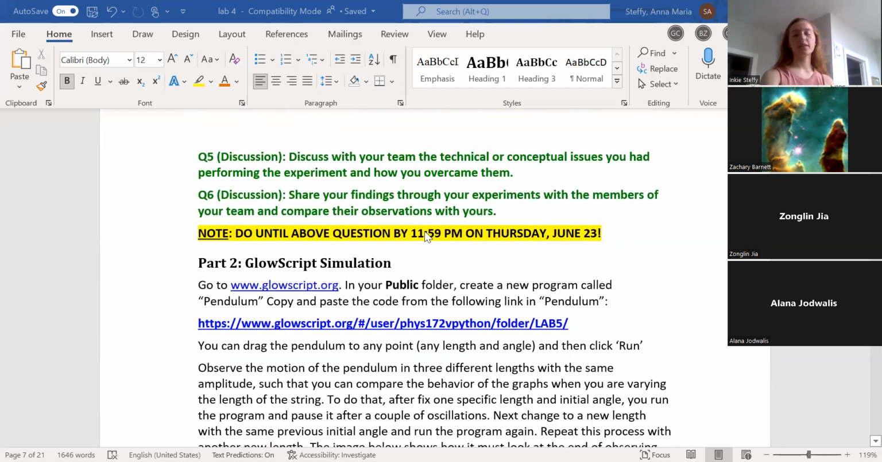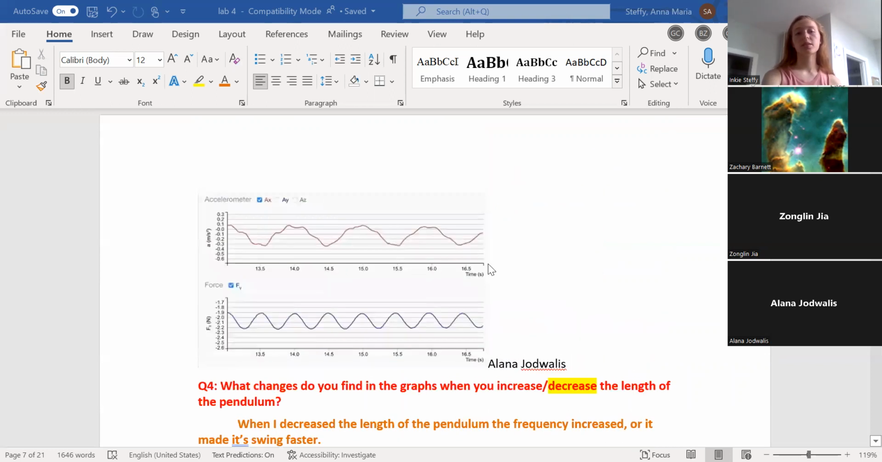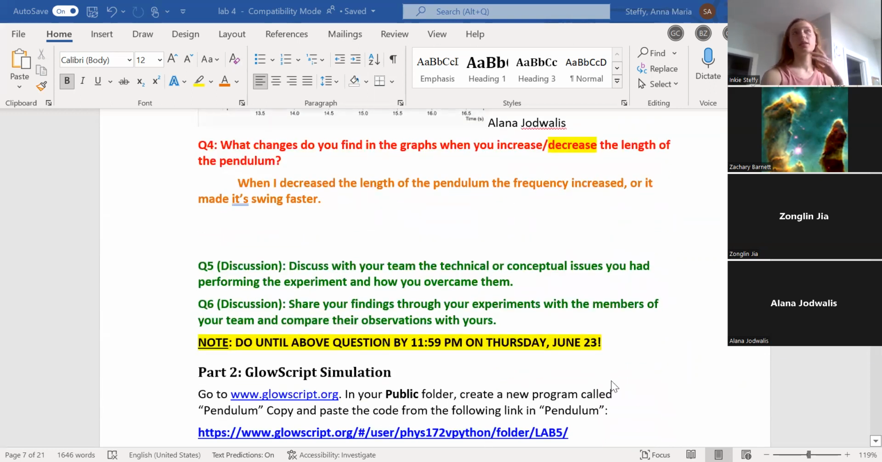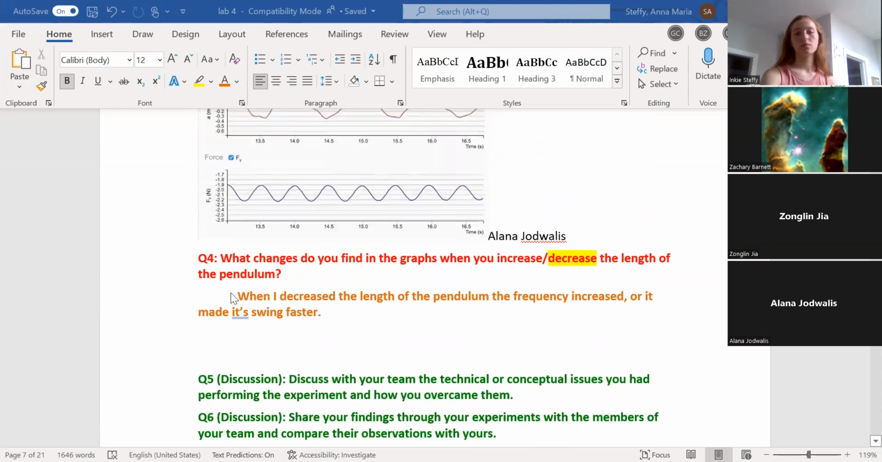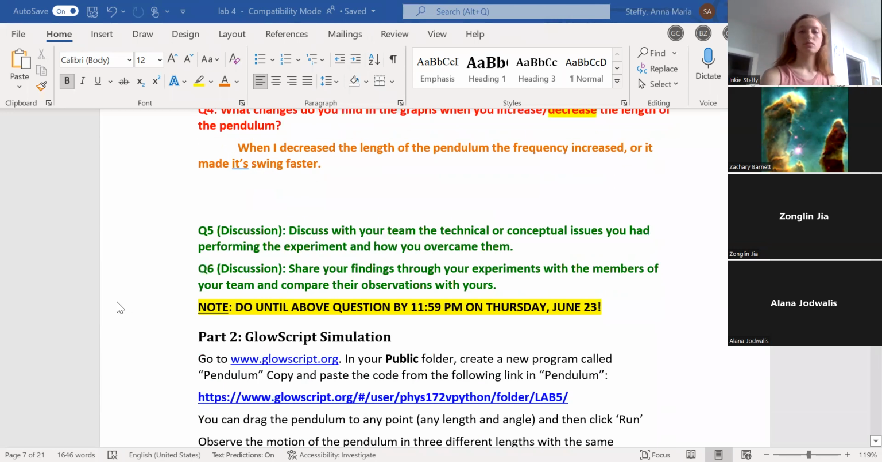And it says, share your findings through your experiments with the members of your team and compare their observations with yours. And I think this question is in regards to decreasing and increasing the length of the pendulum. Well, I think the first most notable difference is the period between the long string and the short string. It's obviously going to go back and forth quicker on the short string. So the data is going to be a little bit more crunched together with that observation.